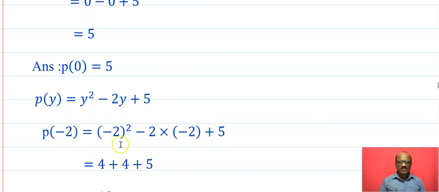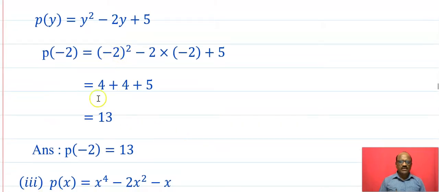Minus 2 we will substitute in it. Minus 2 bracket square, minus 2 into minus 2 plus 5. That is 4 plus 4 and plus 5.